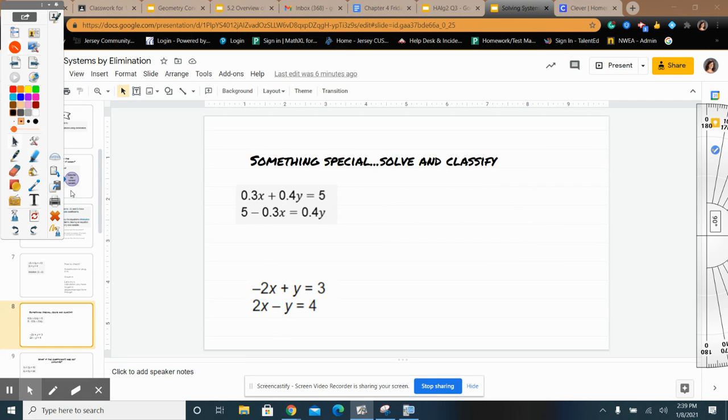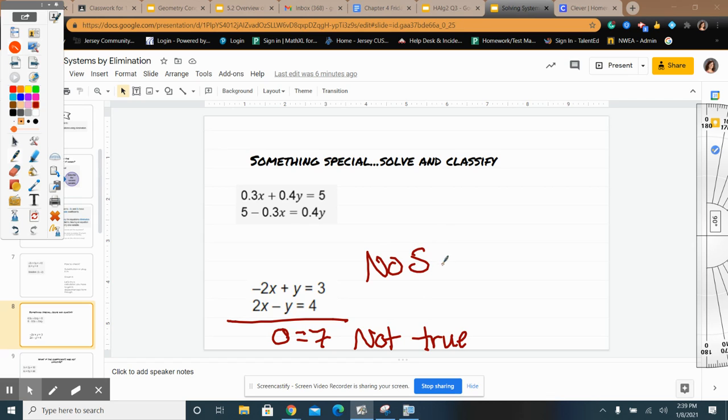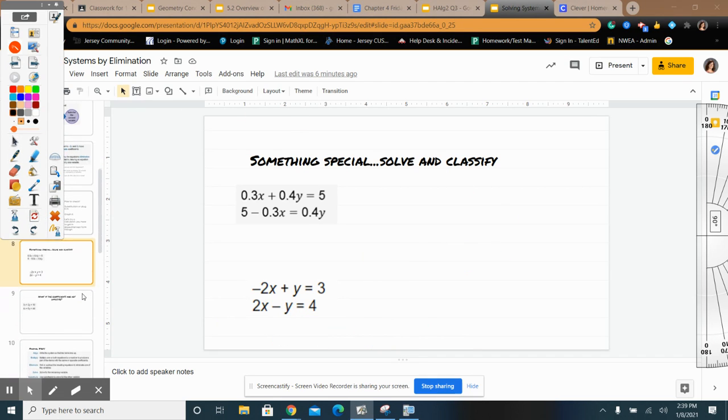How about these guys? They're all lined up for us and we already have the opposite coefficients, so we can add them up for elimination and you get 0 equals 7. Well, how do you feel about that? That is not true. And if it's not true, then there's no solution. These two graphs, if I got y all by itself, would in fact be parallel. And we know that parallel lines do not have a solution. They are called inconsistent.